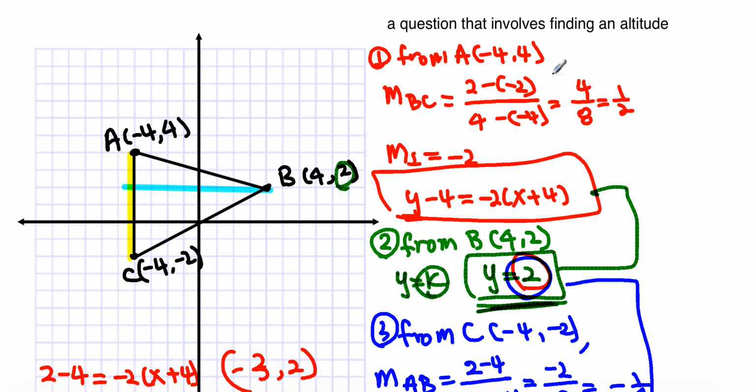Now, this was only the first question based upon altitude. Another thing is we want to try to look at the perpendicular bisectors.